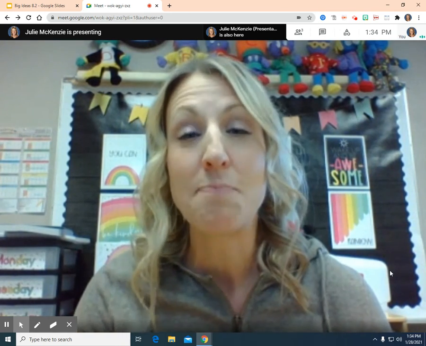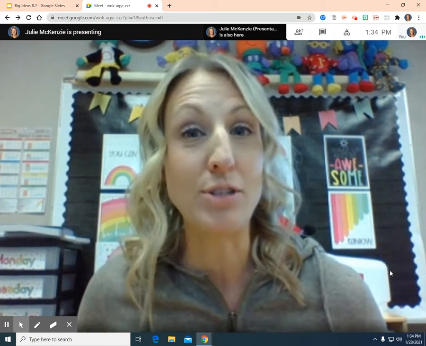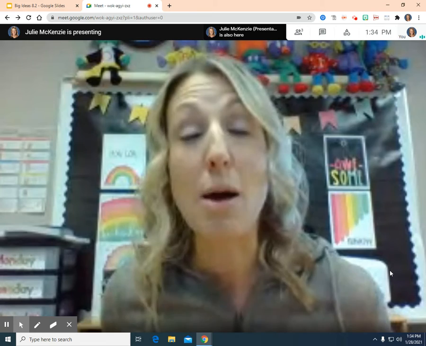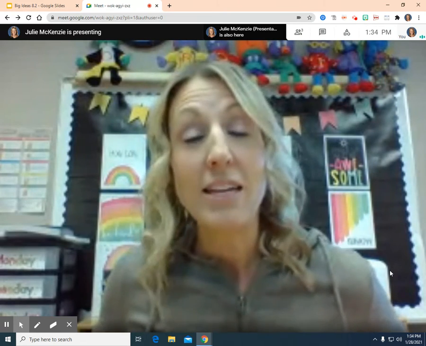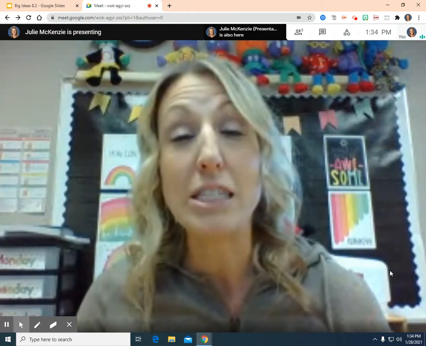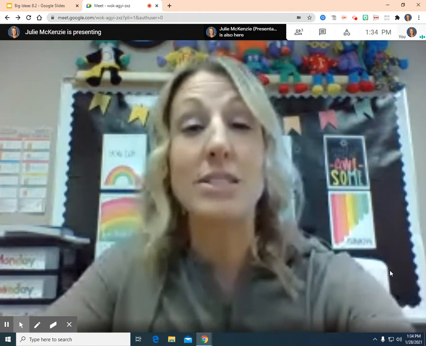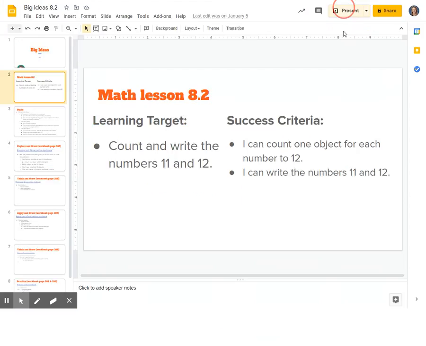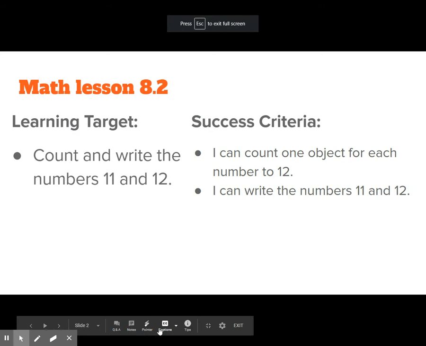Yesterday, we were counting objects and finding groups of 10 and looking to see how many we had left over. Today, we are going to build on that just a little bit with looking specifically at the numbers 11 and 12. So let me show you today's target and success criteria, and then we'll get started.